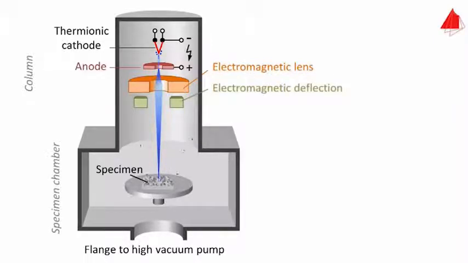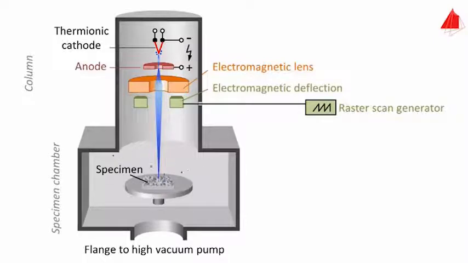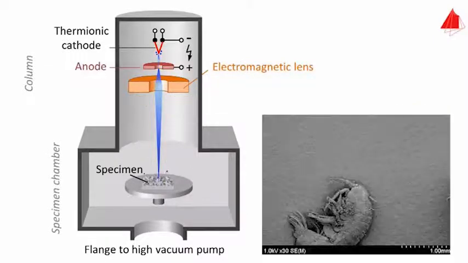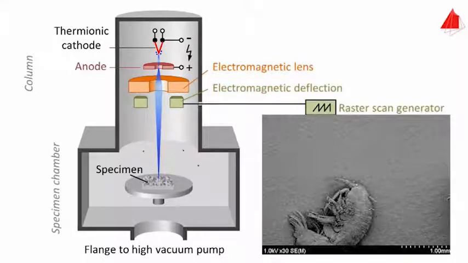A photograph taken through an electron microscope is called an electron micrograph.